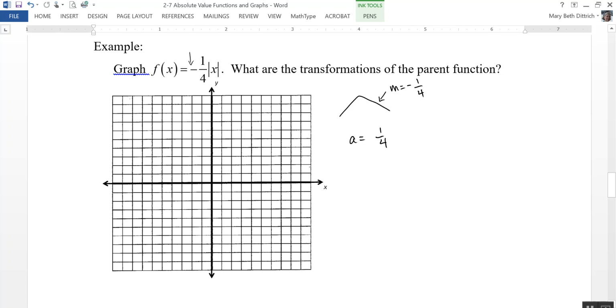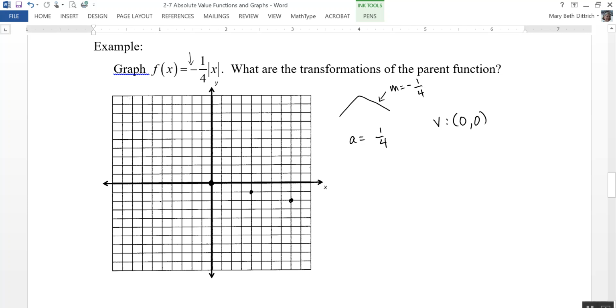And notice that there's nothing being added or subtracted to x between the bars, and there's nothing being added or subtracted to x outside the bars. So my vertex is going to be 0, 0. So I can go ahead and plot that point. And now I know my right-hand side is going to have a slope of negative 1/4. So I'll go down 1 and right 4, down 1 and right 4.